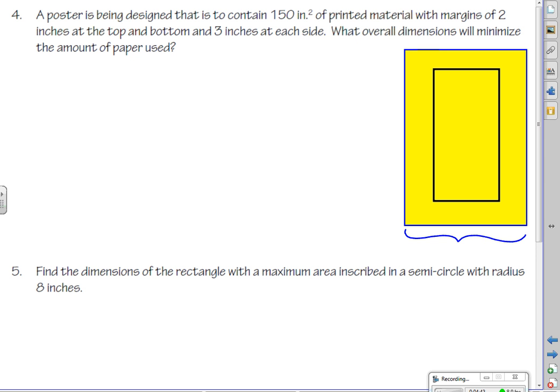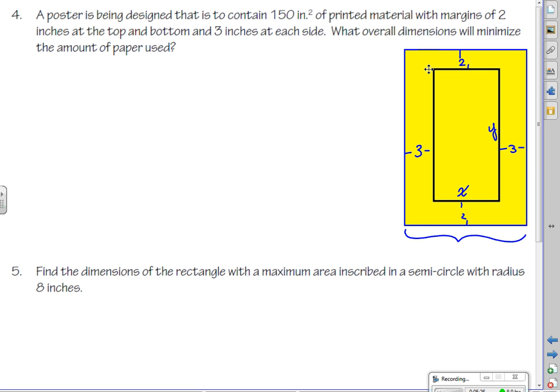and we know that this would be X, wouldn't we? And then Y. Let's see, the printed material is going to be X, and the printed material may be Y there. And then you're picking up 3 inches on each side, and you're picking up 2 inches above and below. So you can tack that onto your overall dimensions and then how much paper will be used. The poster is being designed to contain 150 inches of printed material with margins of 2 and 3 inches.